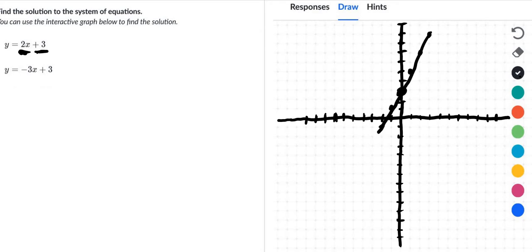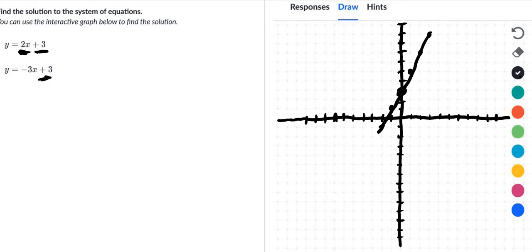Okay, and we have negative 3x. Well, first let's start with the y-intercept. This also has a y-intercept of 3. So that shows that they're going to intersect at 3 because they both have the same y-intercept. We don't even need to do anything else. Let's just finish it up though.